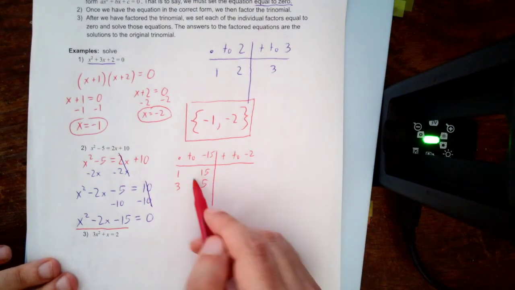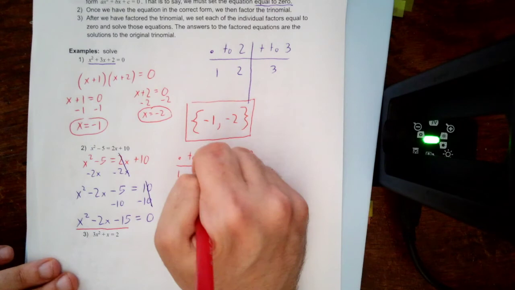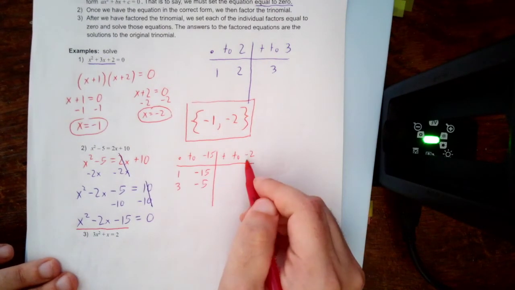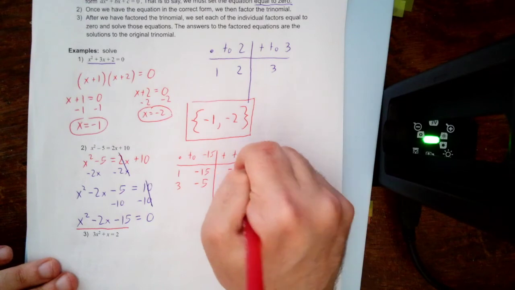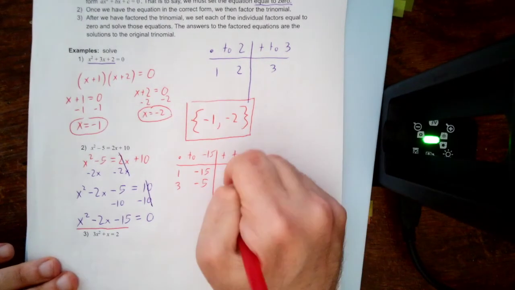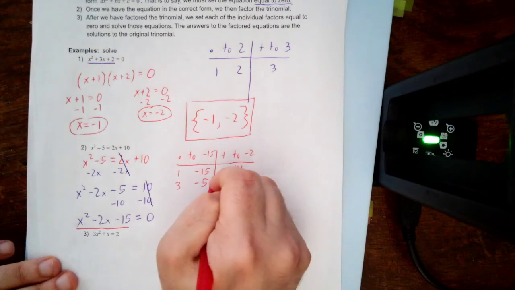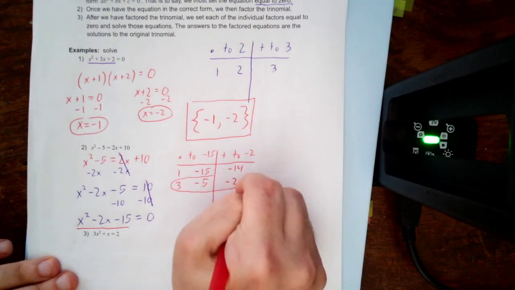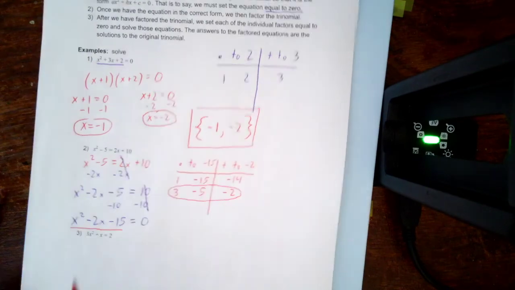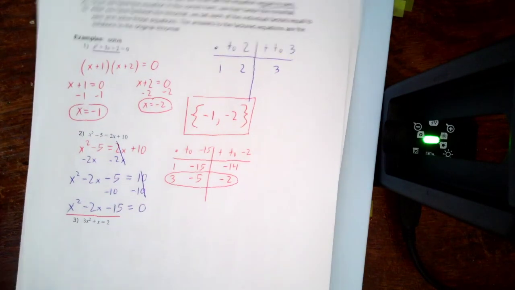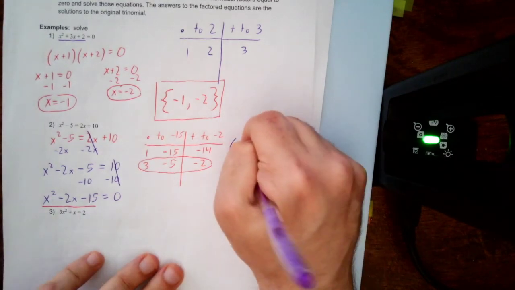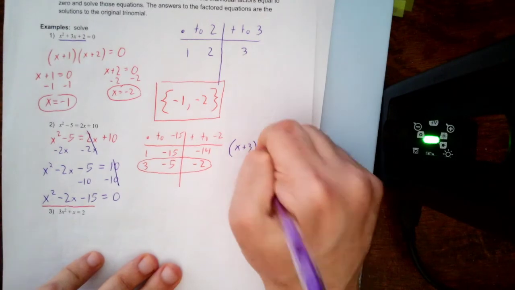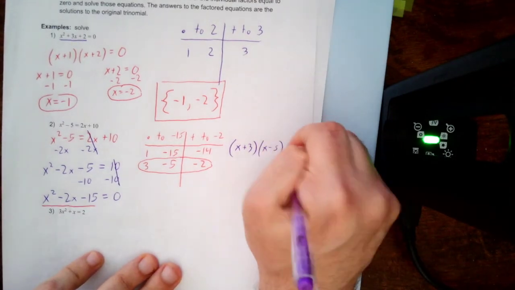It's negative, so one of them has to be negative. In this case, it's the larger one because I want them to add to a negative number, right? I want them to add up to negative, so I'll make the larger one negative. 1 plus negative 15 is negative 14. And 3 plus negative 5 is the appropriate negative 2. So this row right here has the values I want for this equation. So now I can factor. x squared minus 2x minus 15 will factor to x plus 3 and x minus 5. And that'll still be equal to 0.